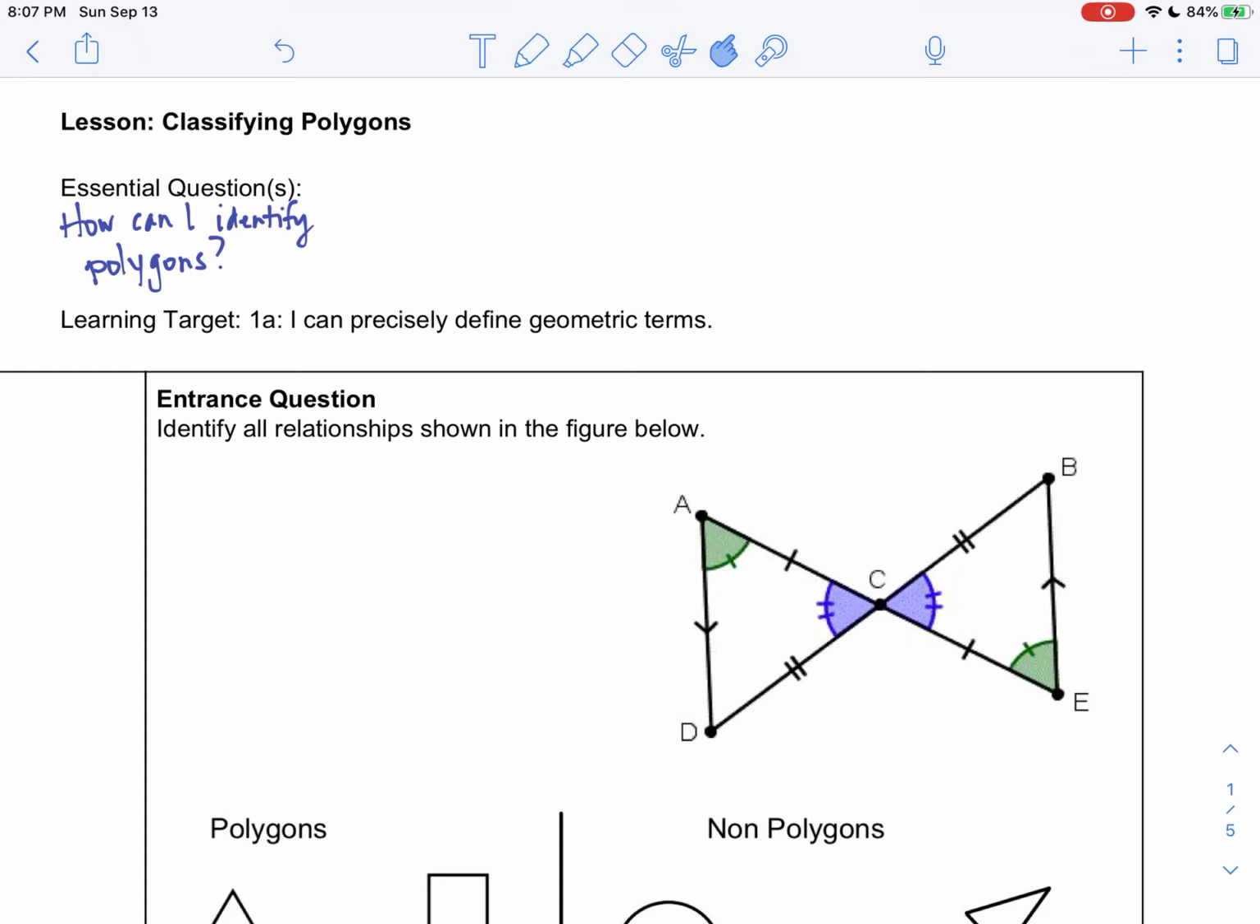Our essential question for today is, how can I identify polygons? And it's going to go along with learning target 1A, where I can precisely define geometric terms.